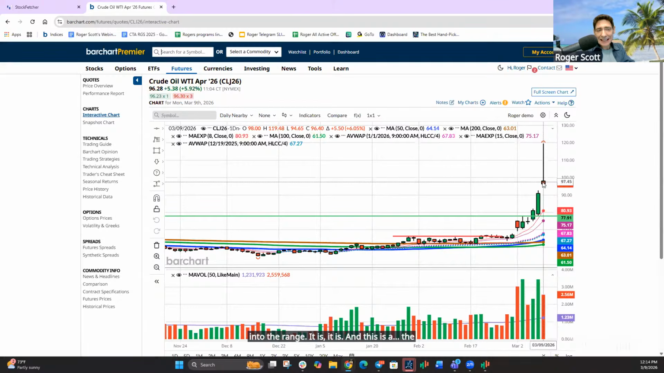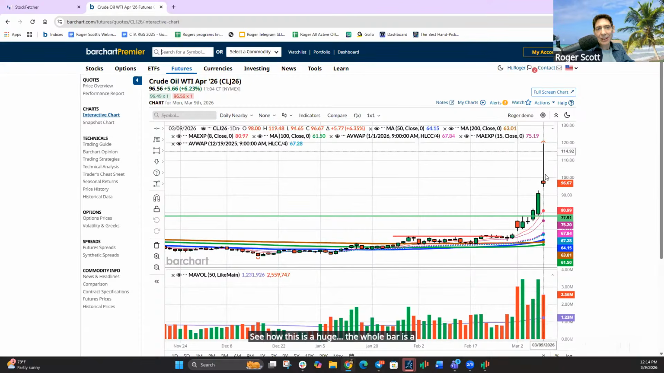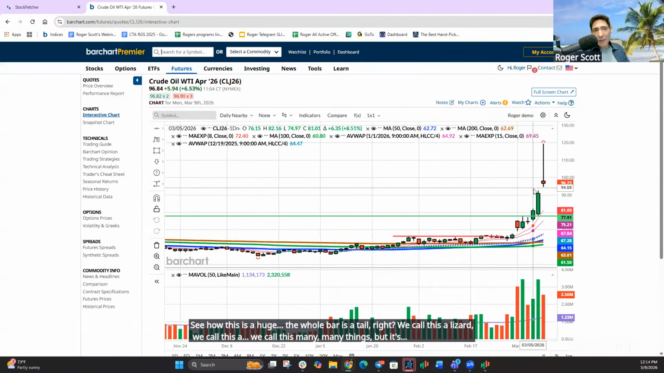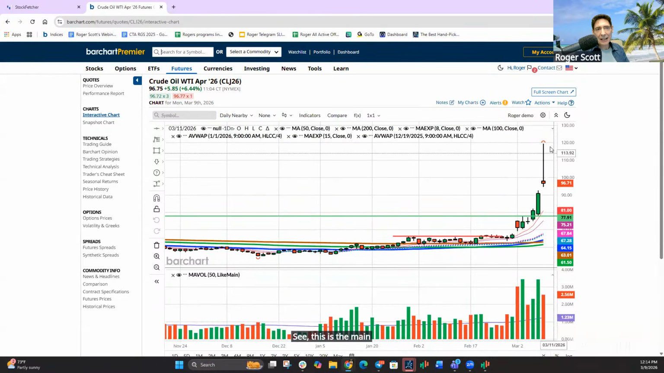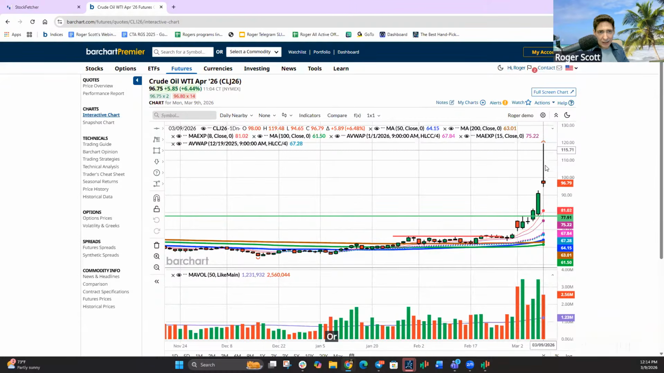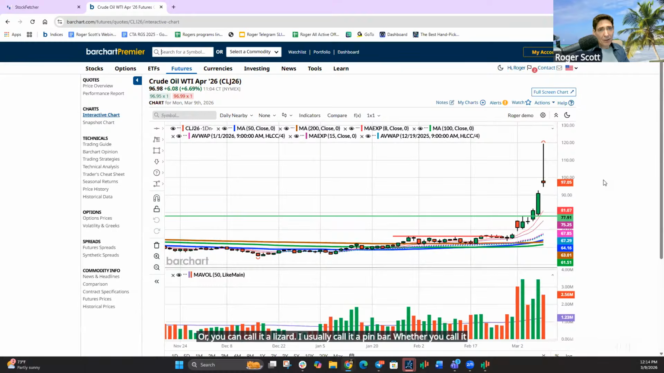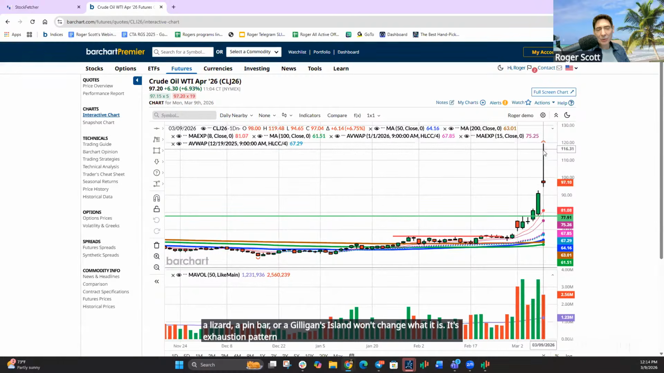See how this is huge? The whole bar is a tail, right? We call this a lizard. We call this many things, but when you have a gap like this, it's a Gilligan's Island, because you have a gap and this is an island on its own away from the mainland. You see that? This is the mainland and this is the island. Or you can call it a lizard. I usually call it a pin bar. Whether you call it a lizard, a pin bar, or a Gilligan's Island won't change what it is. It's an exhaustion pattern.